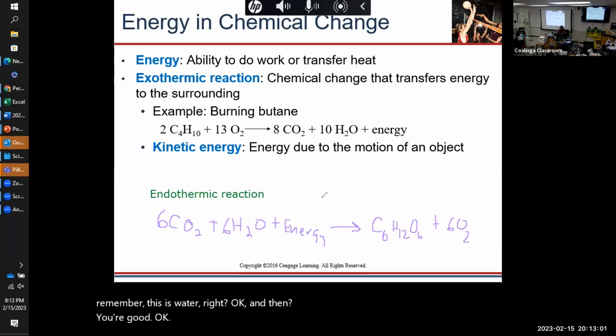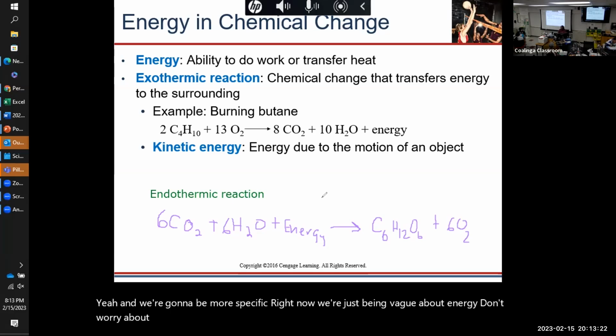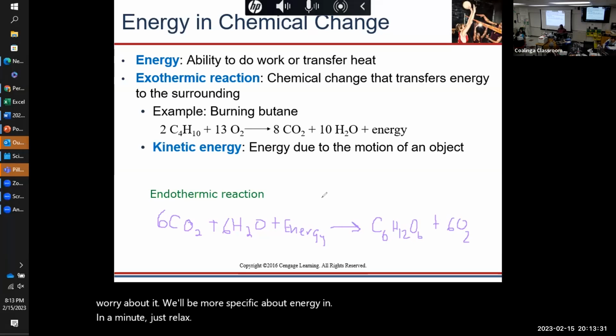Okay, yes. So if this were put on a test, the word energy would be on one of the sides, and then we would have to determine whether it's exothermic or endothermic. Something along those lines, yes. And we're going to be more specific. Right now, we're just being vague about it. Don't worry about it. We'll be more specific about energy in a minute. Just relax. Okay, energy.